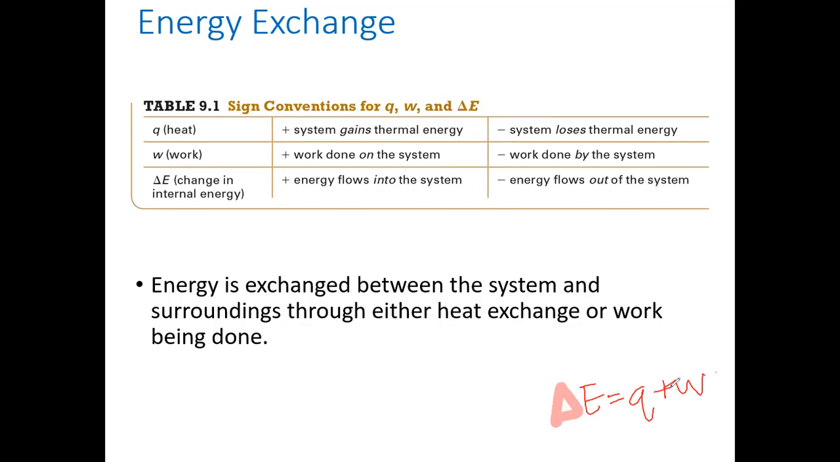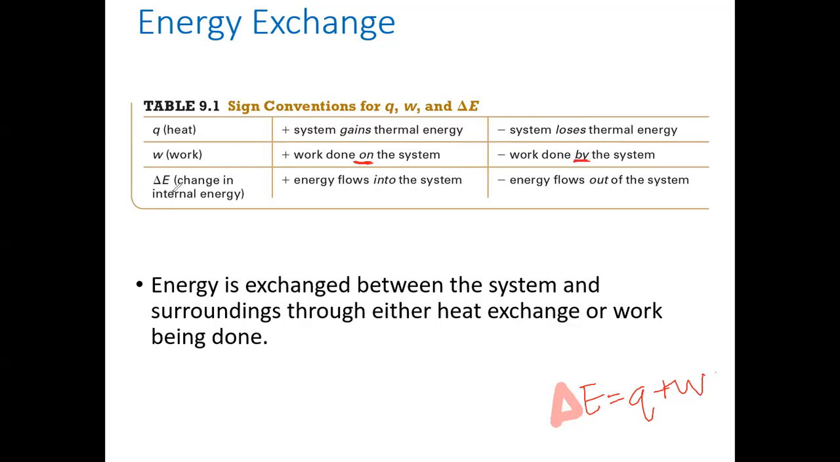So let's look at heat first, Q. If the system gains thermal energy, it's going to be positive. So it's gaining energy from the surroundings, okay? Positive. If the system loses thermal energy to the surroundings, your Q is negative, okay? It gives off heat to your surroundings. Then we have work. Work done on my system will be positive. If work is done by my system, it is negative, okay? And so the surroundings would be doing the work on the system. Work done by the system would be working on the surroundings.